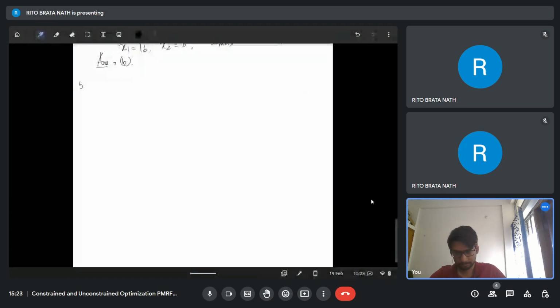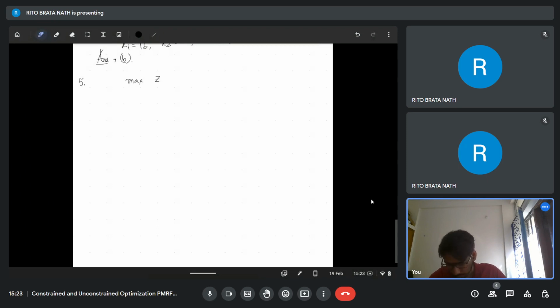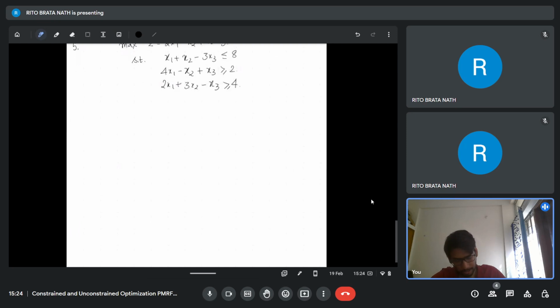Problem 5 is: maximize z equals 2x1 minus x2 plus 2x3, subject to x1 plus x2 minus 3x3 less than or equal to 8, 4x1 minus x2 plus x3 greater than or equal to 2, and then you have 2x1 plus 3x2 minus x3 greater than or equal to 4. And you have the non-negativity constraints as before.